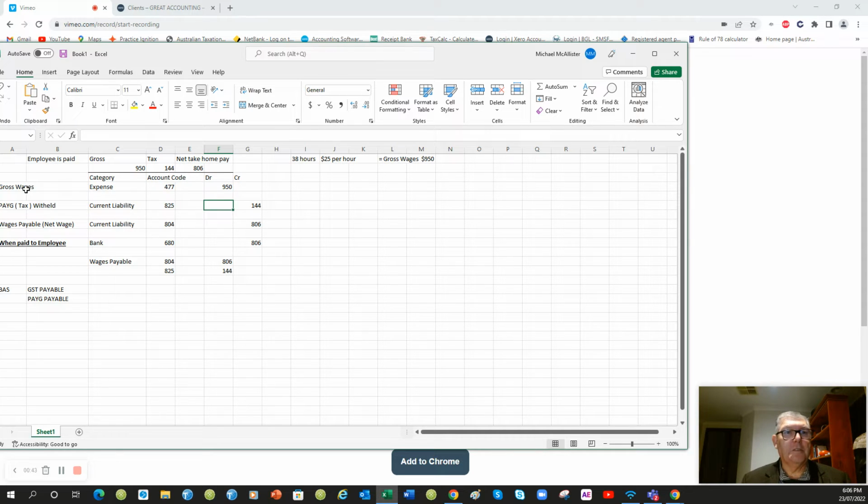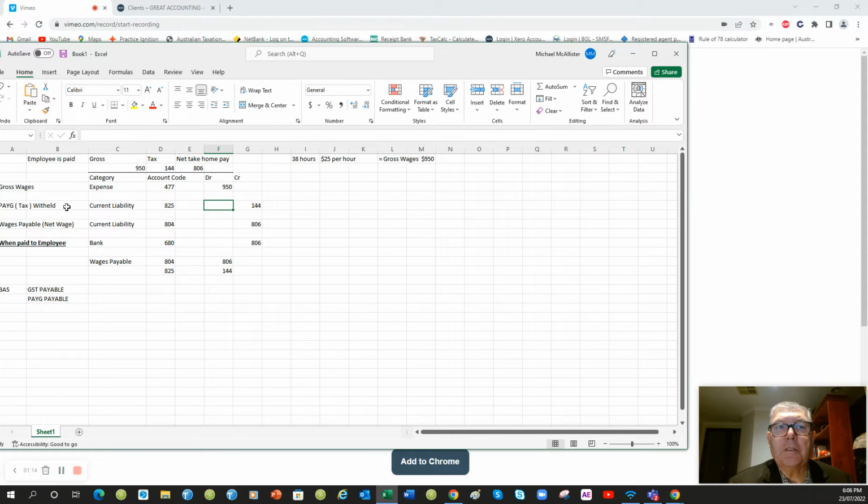So what the ledger does, it picks up the expense of gross wages in the amount of $950. I'm just using standard codes from Xero accounting software. You may be using other software such as MYOB or QuickBooks or many others. But in this case, the debit here, gross wages to the expense account, is $950.